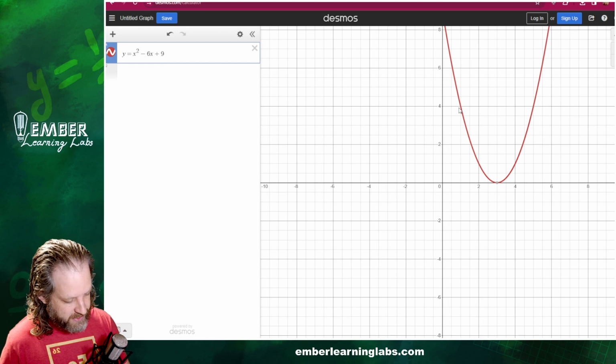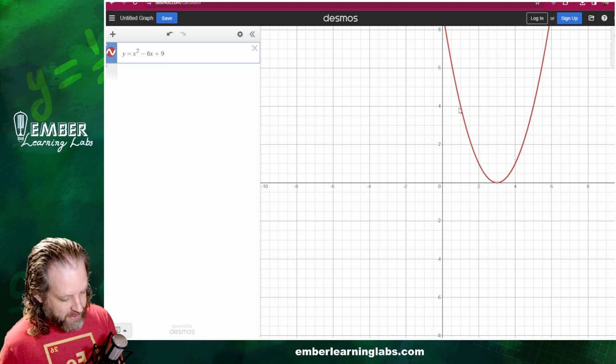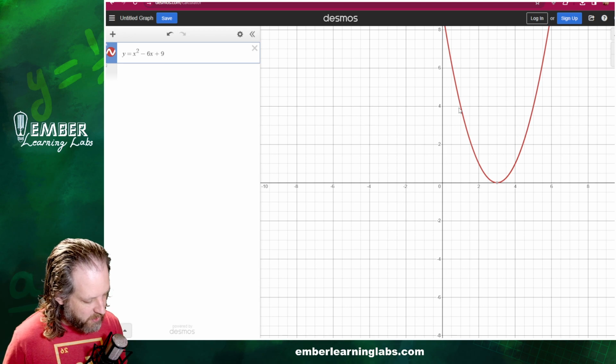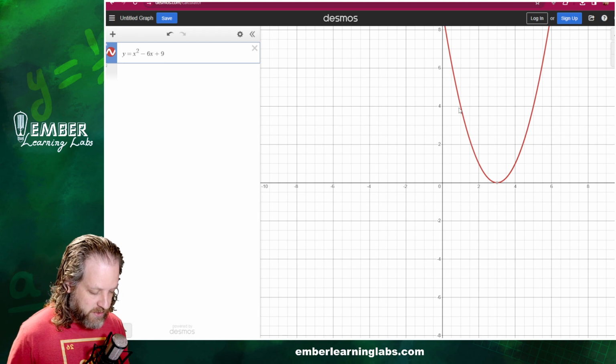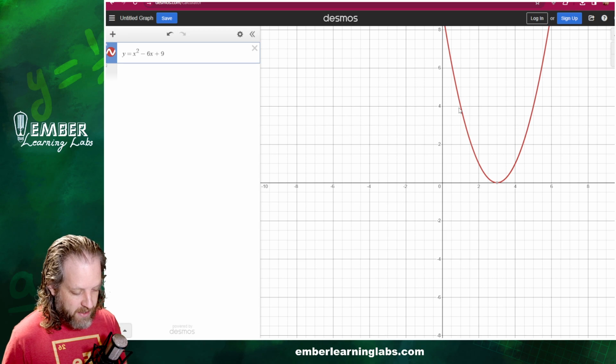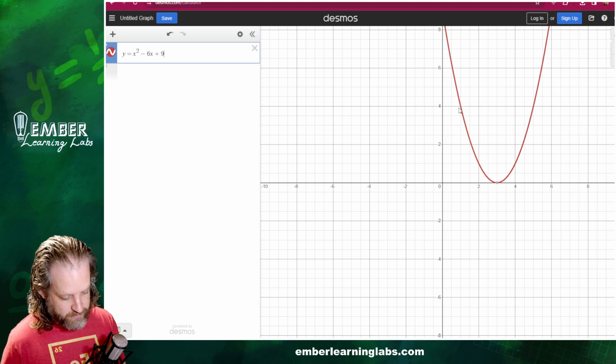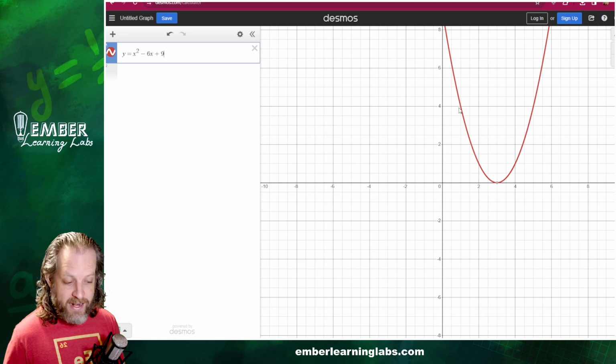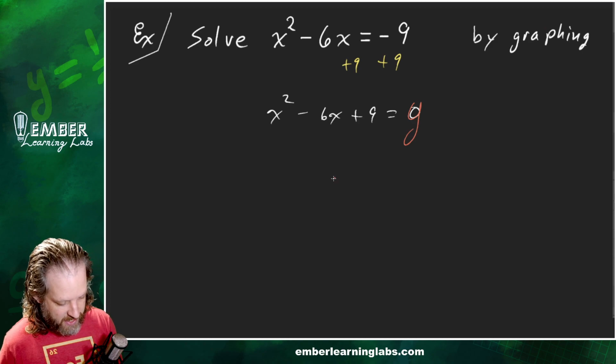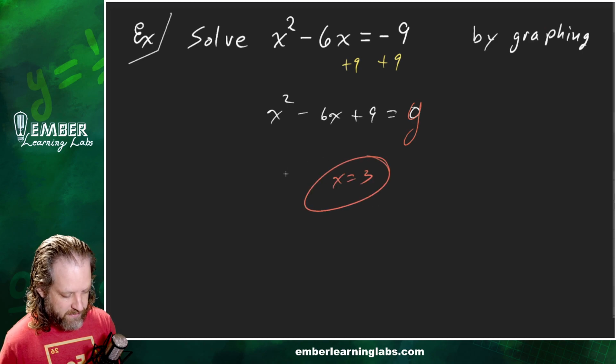So it goes down and just kisses the axis right there. So what is that point? These big lines are 2s, so half of that would be halfway between 2 and 4, which would be 3. So it has one solution at x equals 3.